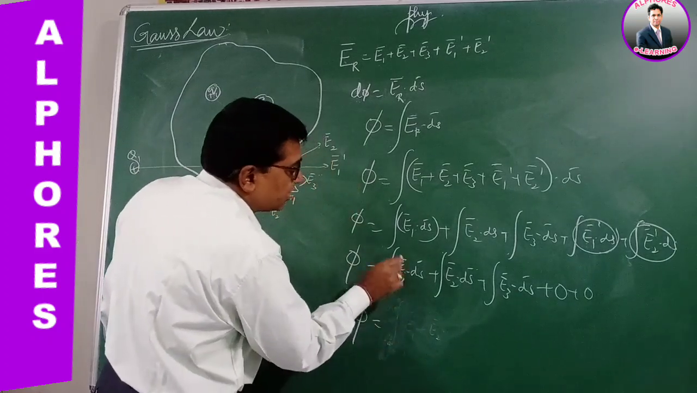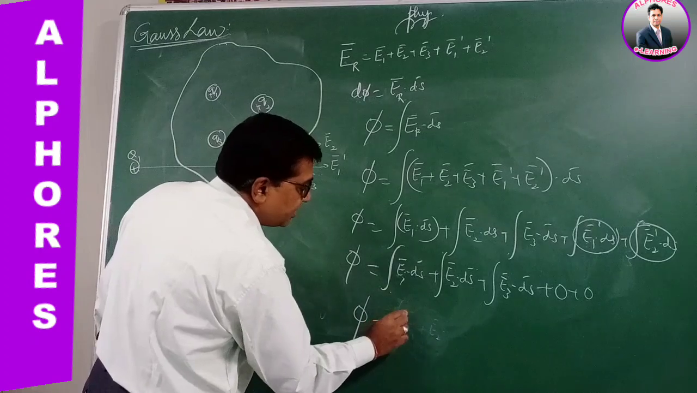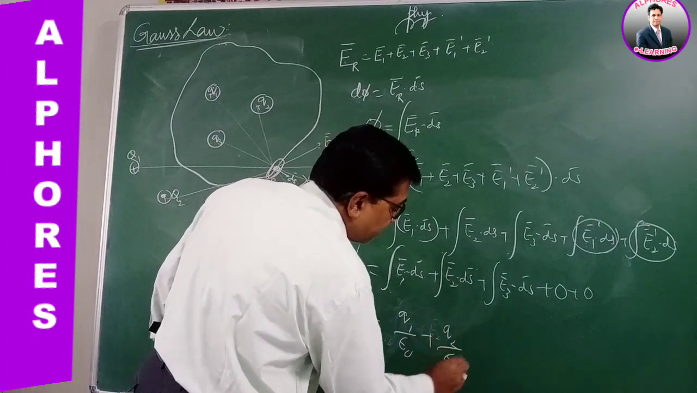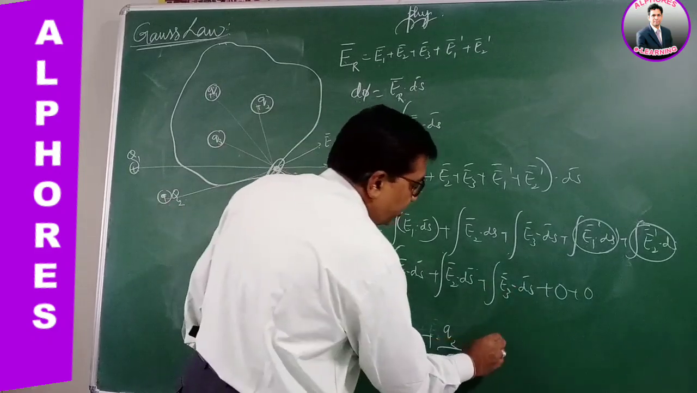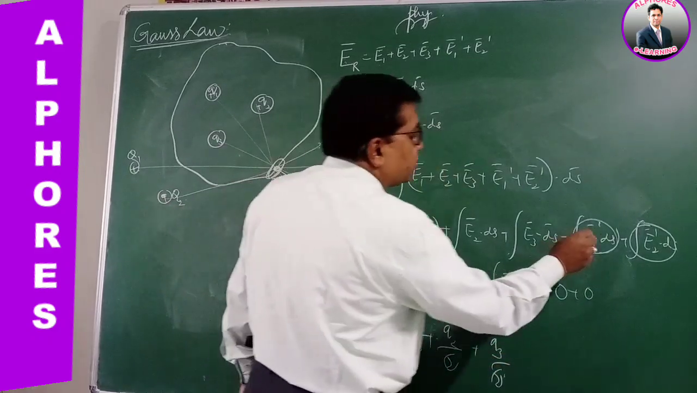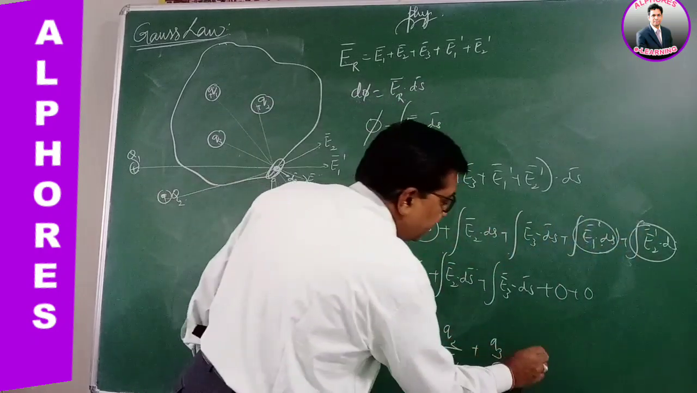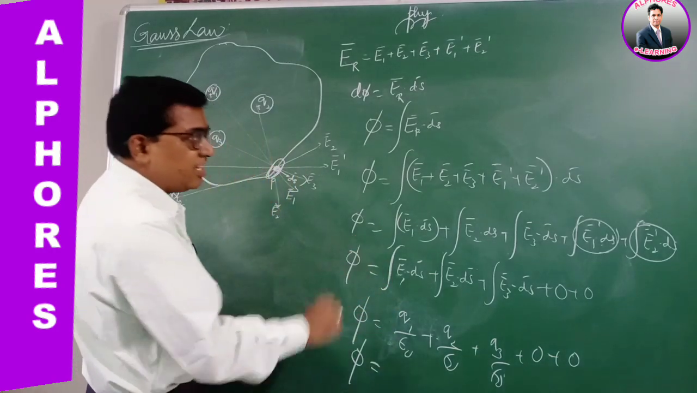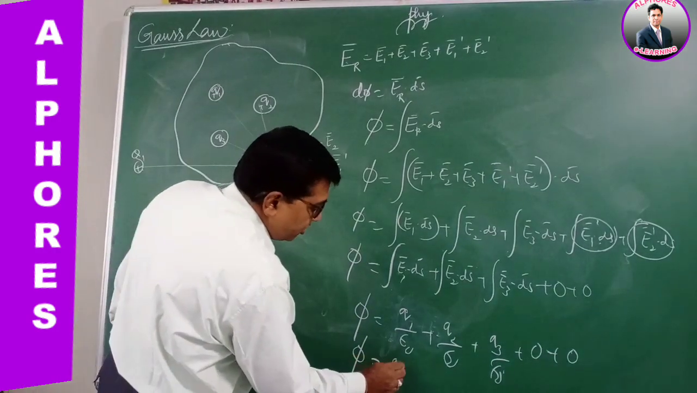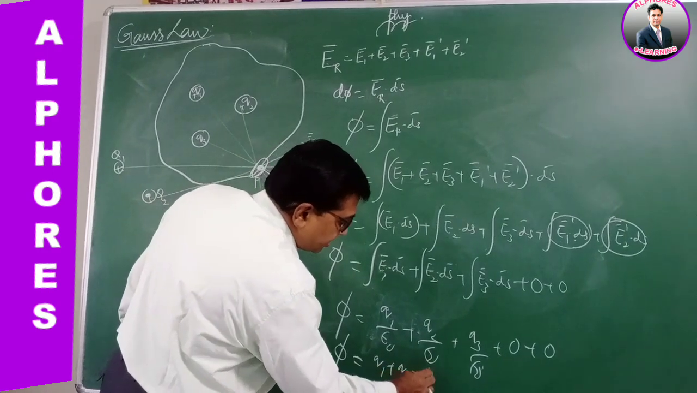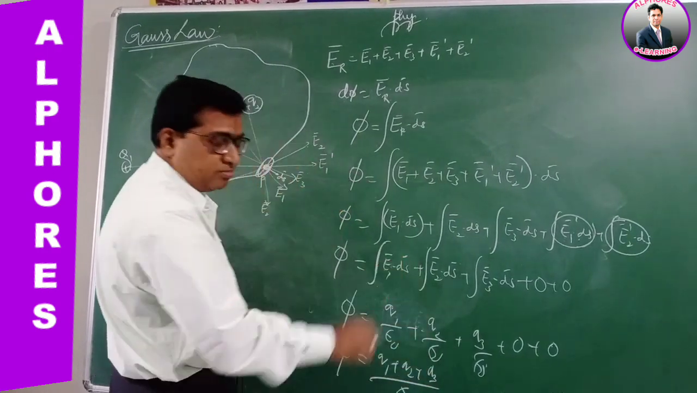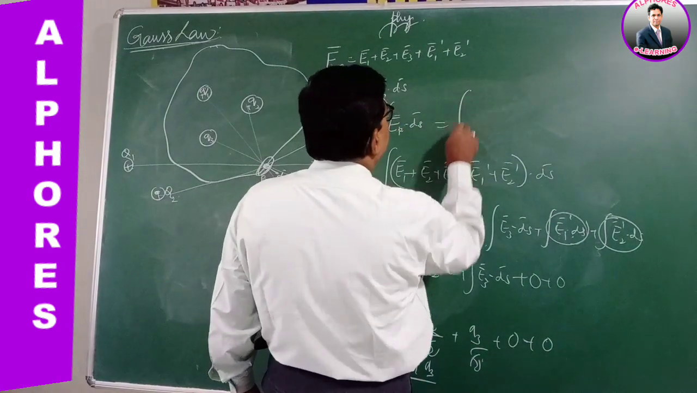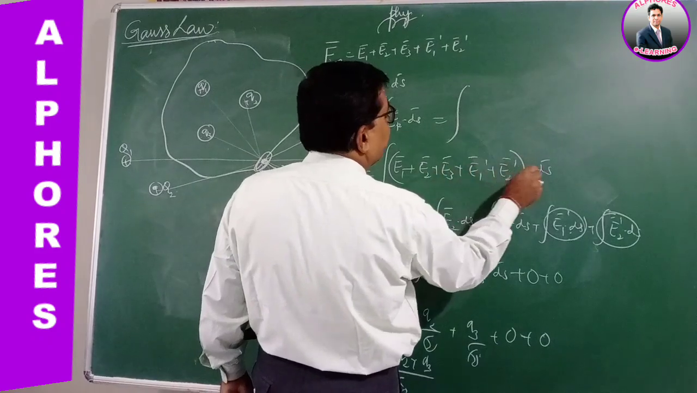So the total flux is the integral of E1 bar plus E2 bar, flux due to charge q1. We know according to Gauss law, integral of E1 dot dS is q1 by epsilon naught. Integral of E2 is q2 by epsilon naught. Integral of this is q3 by epsilon naught. The flux due to the charges which are outside is 0. So the net flux is q1 plus q2 plus q3 by epsilon naught. But the total flux is due to the resultant, E1 bar plus E2 bar plus E3 bar.